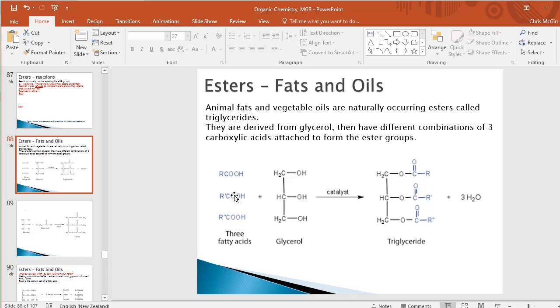So the key part there is it's no different. Just because it looks kind of technical, a little bit scary, it's quite a big structure, it's no different to the formation we've seen before. Carboxylic acid plus alcohol forms ester. It just happens to be that this molecule has 3 parts of it attached.